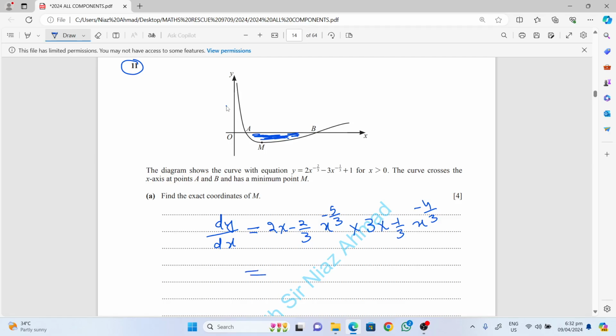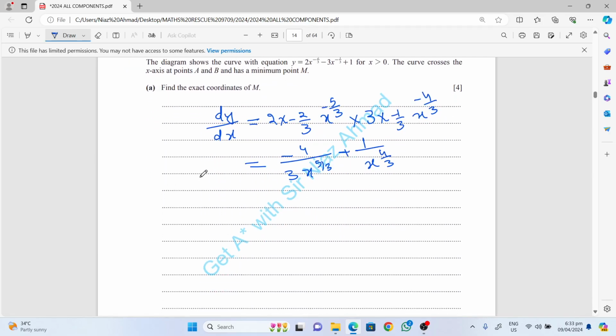So the final answer would be like negative 4 over 3 x raised to the power 5 by 3 plus 1 over x raised to the power 4 by 3. For stationary point, derivative is always equal to 0.